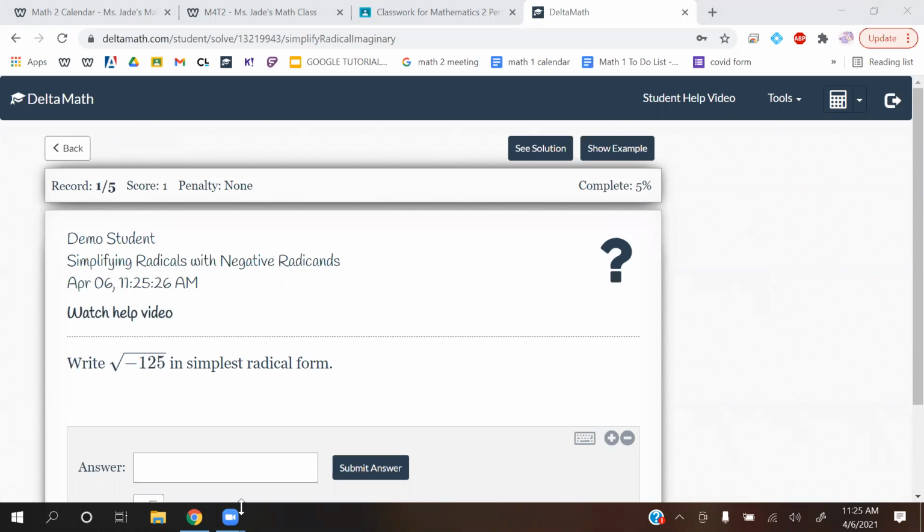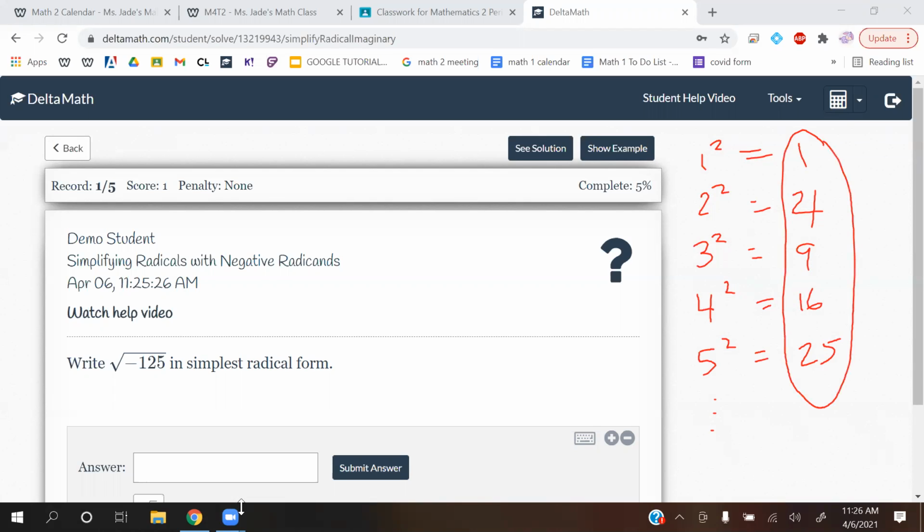Okay, so now we're going to rewrite the square root of negative 125 in the simplest radical form. Once again, we want to think about what perfect squares fit into this. Remember, the perfect squares are 1 squared, 2 squared, 3 squared, 4 squared, 5 squared, and so on and so forth. There also includes 36, 49, stuff like that. But I'm just going to write up to 5 squared because we're going to try to see which of these perfect squares fits into negative 125.